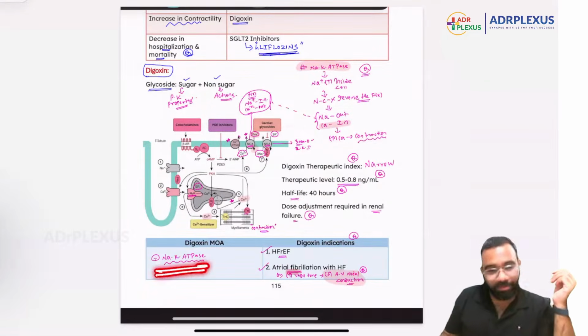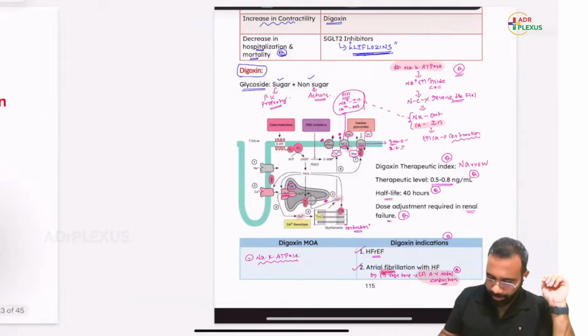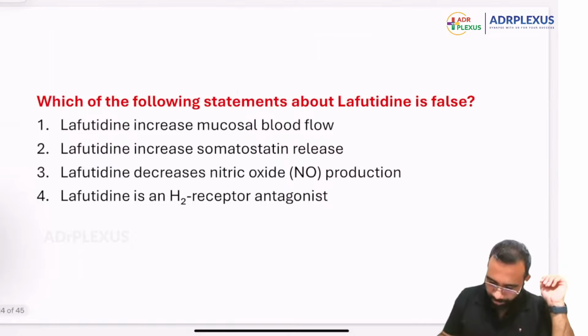That's what we discussed in class also, and I discussed the picture also here. So that's all about this digoxin part. It is going to inhibit sodium potassium ATPase. Next one. Which of the following statements about lafutidine?